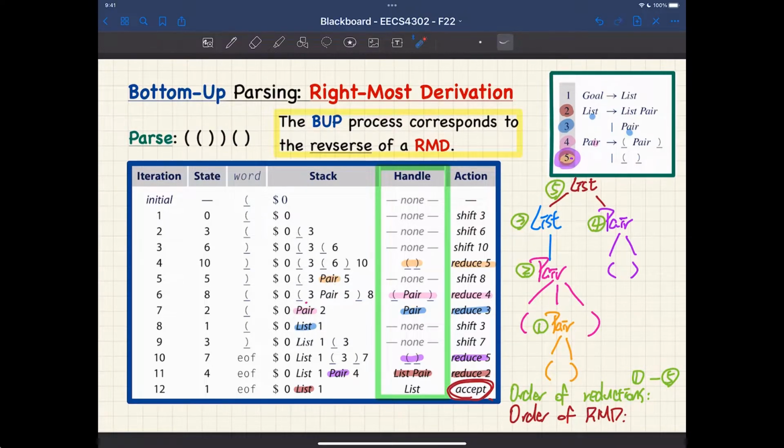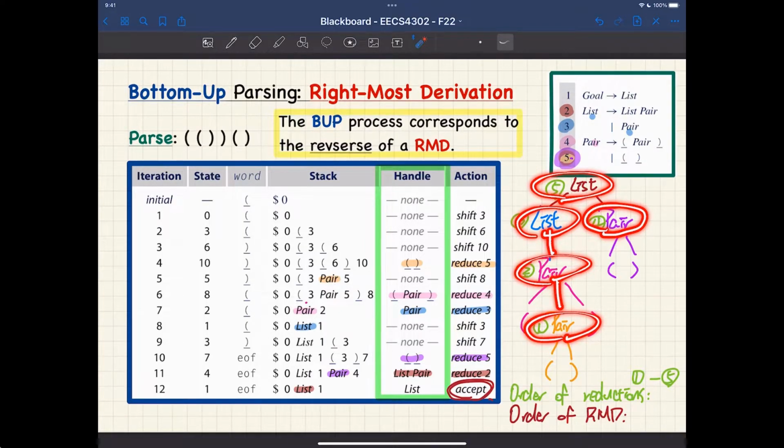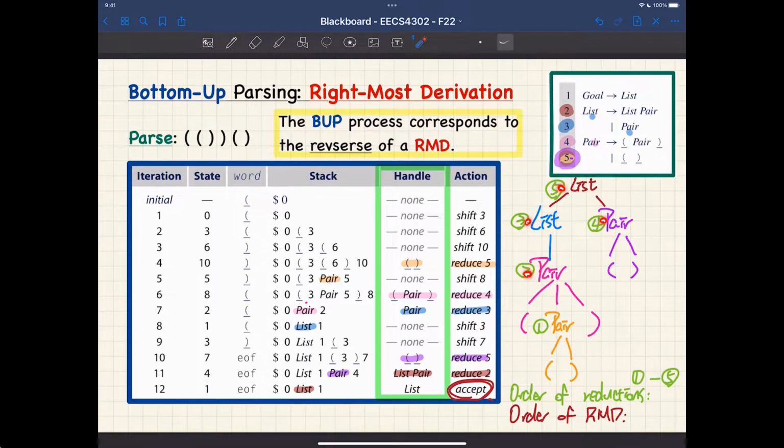It's going to be, we start with this. The rightmost will be this one. And then we go with this. What will be the rightmost under this? Just this. What will be the rightmost under this? It will be this. So that's exactly 5, 4, 3, 2, 1. Reverse. So this really confirms the observation we had.